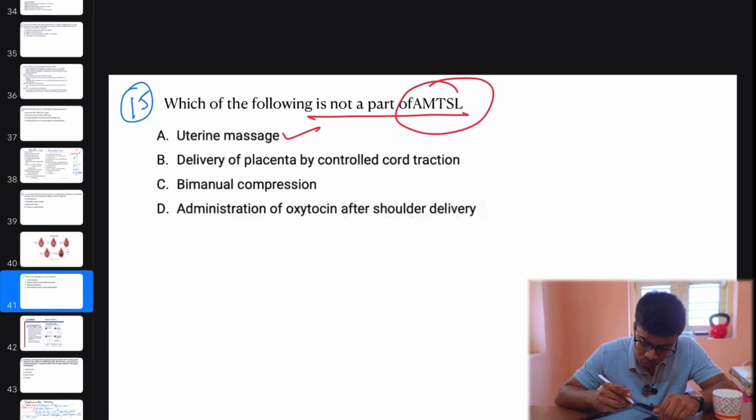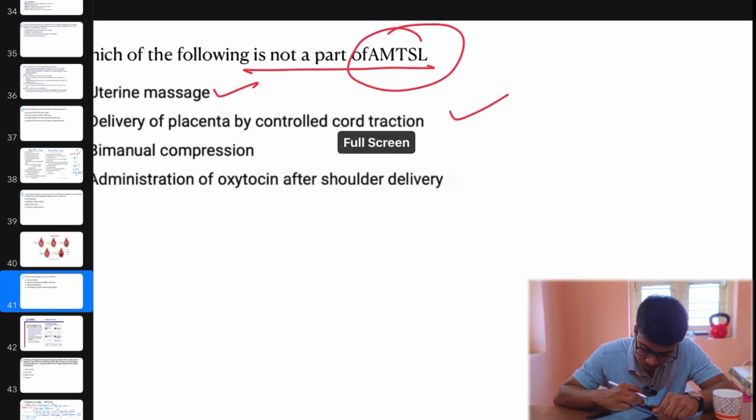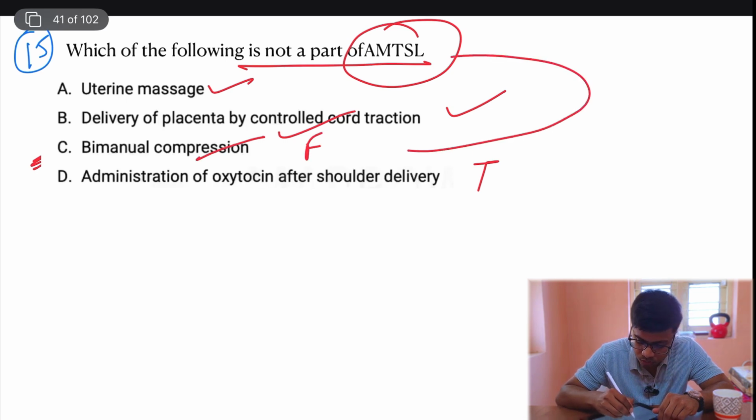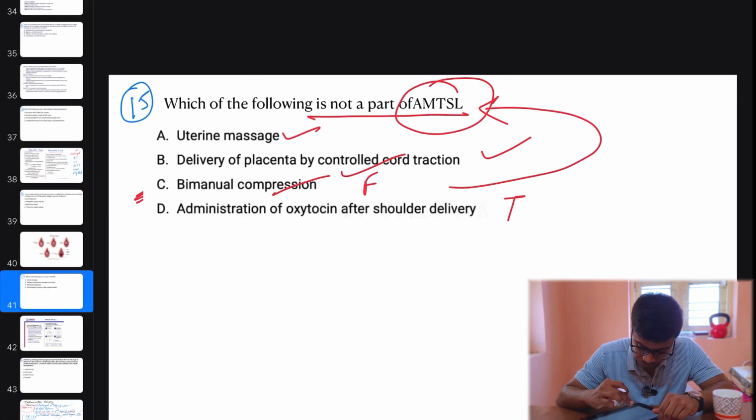Now coming to the question: uterine massage, yes we do. Delivery of placenta, yes we do. Bimanual compression, we don't do that. And administration of oxytocin, we do. Yes, true. This is false. So this is the false statement, and this is the answer.